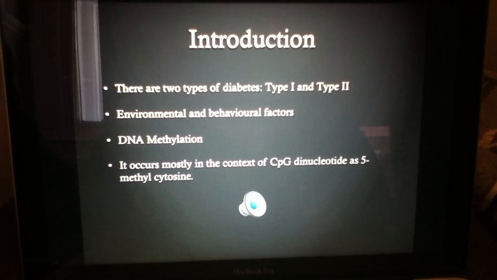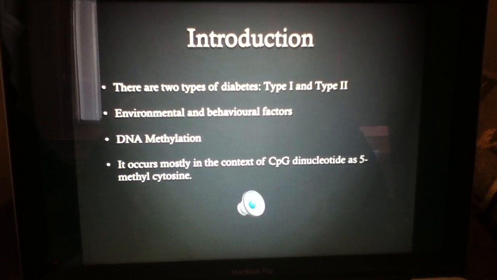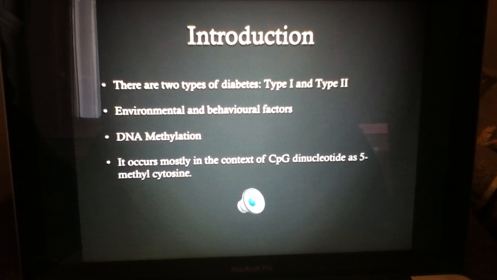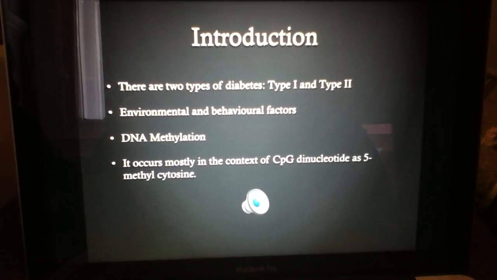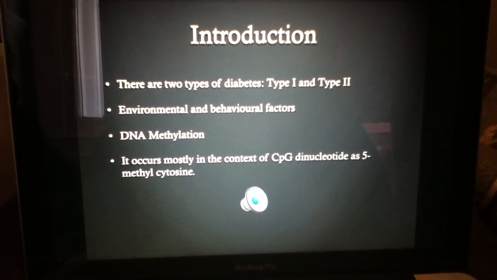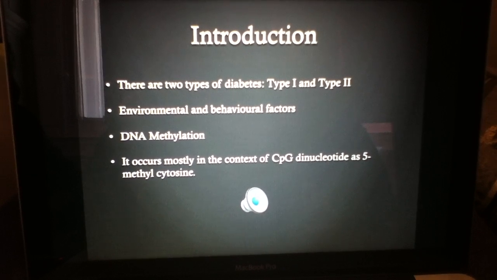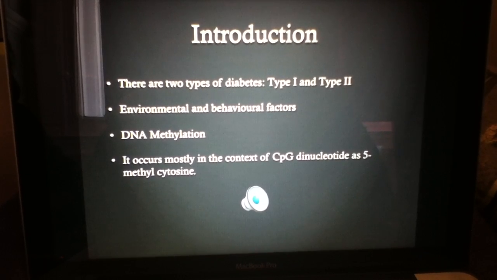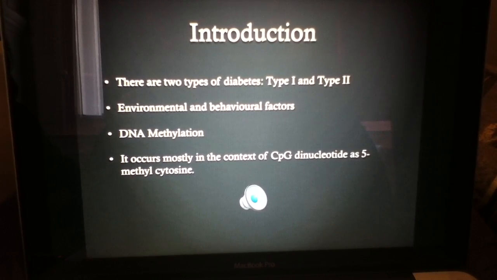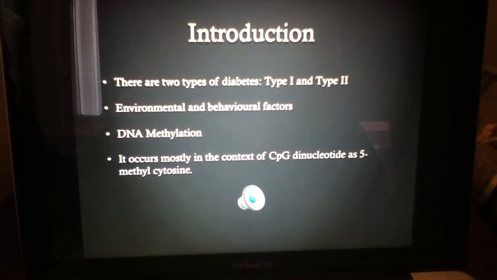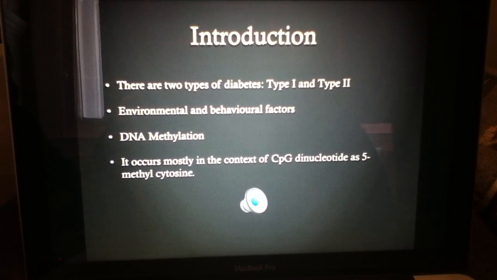DNA methylation is involved in maintaining gene expression patterns associated with insulin resistance in type 2 diabetes. It occurs mostly in the context of CpG dinucleotides as 5-methylcytosine. CpG sites are regions of DNA where a cytosine nucleotide occurs next to a guanine nucleotide.